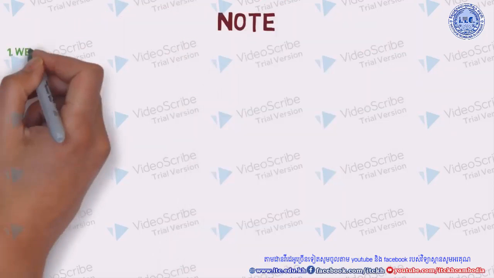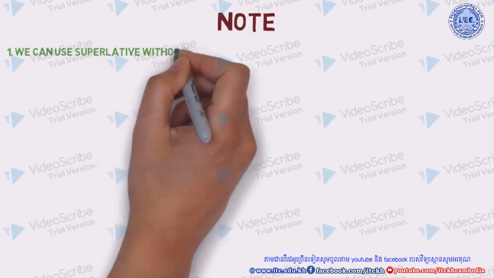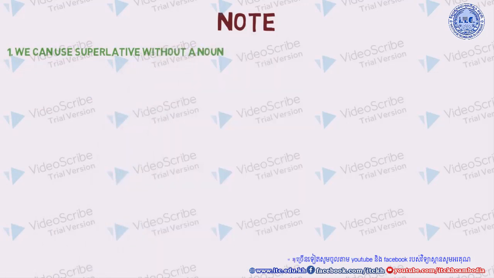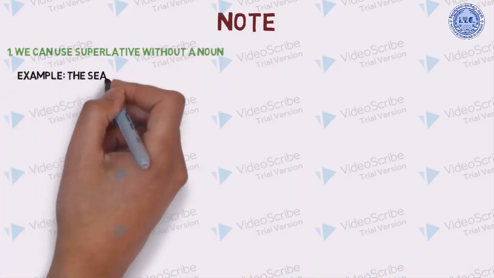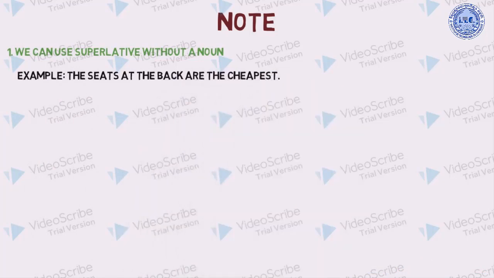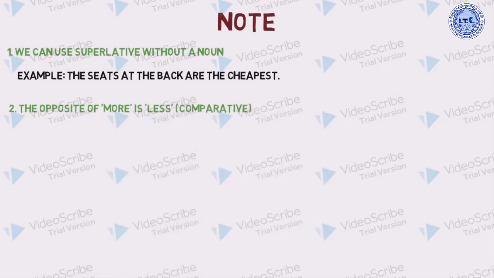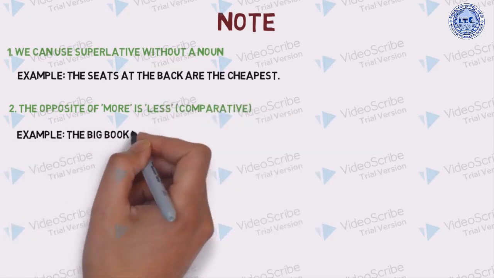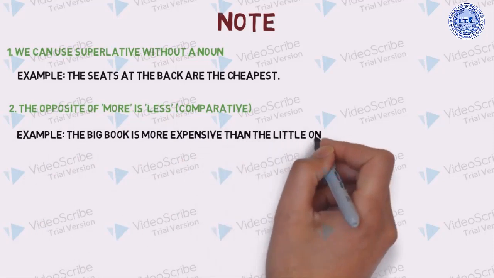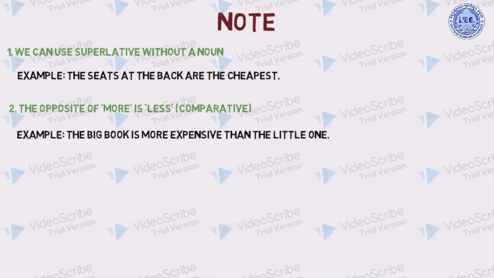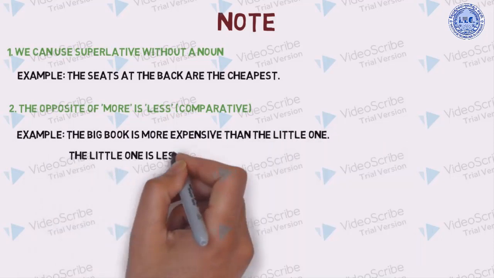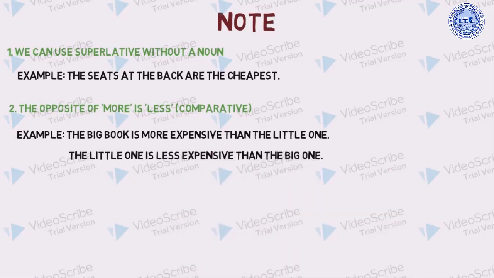Note. Number 1. We can use superlative without a noun. For example, the seats at the back are the cheapest. Number 2. The opposite of more is less in comparative. For example, the big book is more expensive than the little one. The little one is less expensive than the big one.